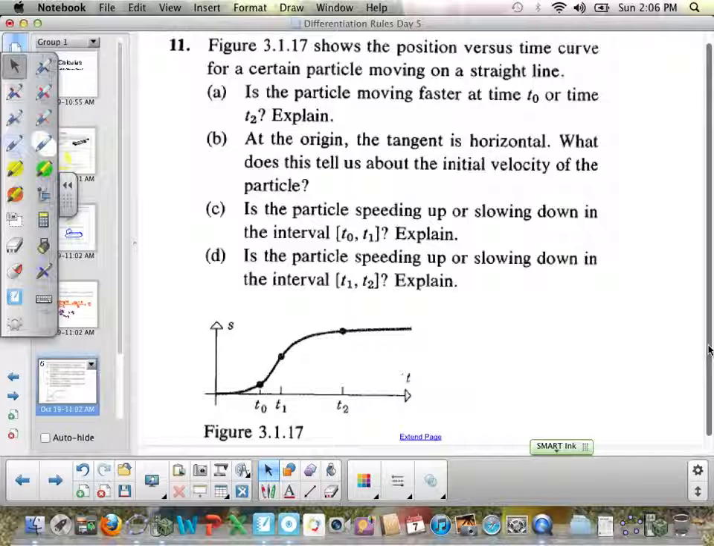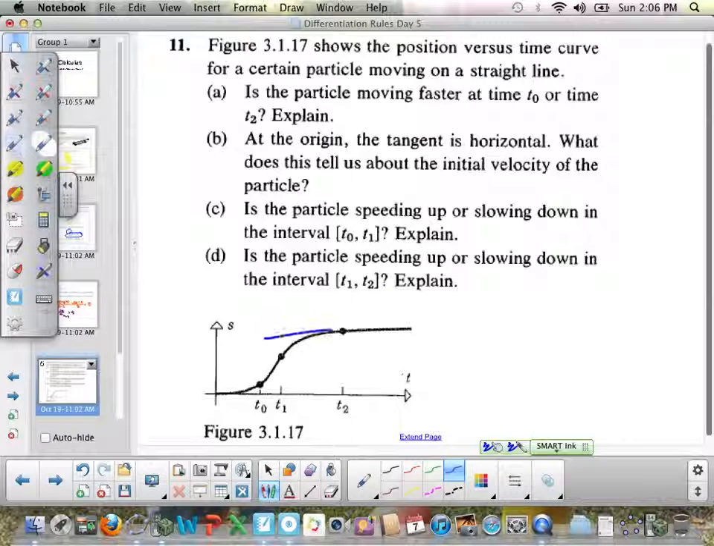So let's roughly draw these in. Here's our tangent line at t sub 2. Here is our tangent line at t sub 0. Well, which one has a higher slope? The derivative at t sub 0 is greater than the derivative at t sub 2 because the tangent has a steeper slope at t sub 0.